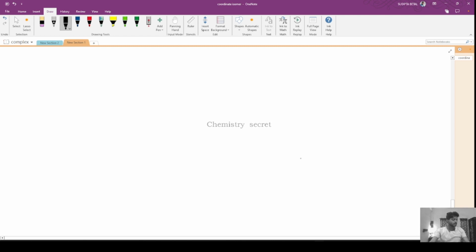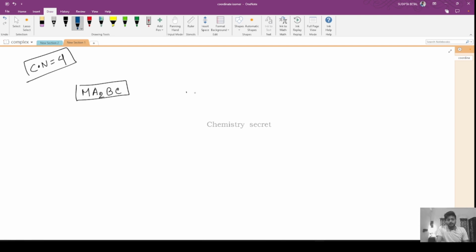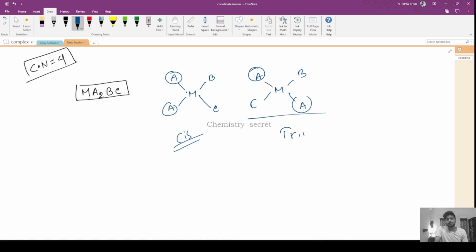If we want to understand geometrical isomerism, we have to divide it into some cases. If we consider coordination number 4, where one metal is bound with 4 ligands, take MA2BC. Here M is the metal and the other alphabets are ligands. The metal is bound with 2A, 1B and 1C. If the 2 A are on the same side, this is known as the cis isomer. And if one A and the other A are on opposite sides, this is the trans isomer.